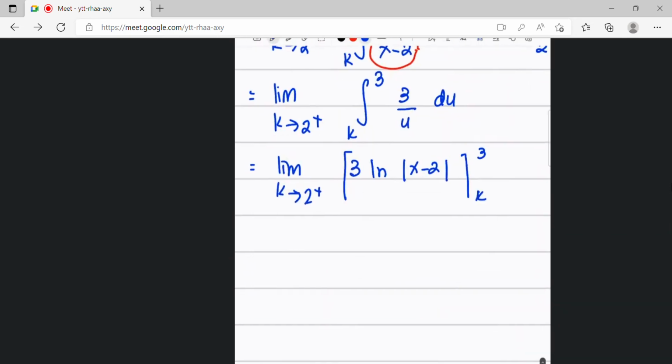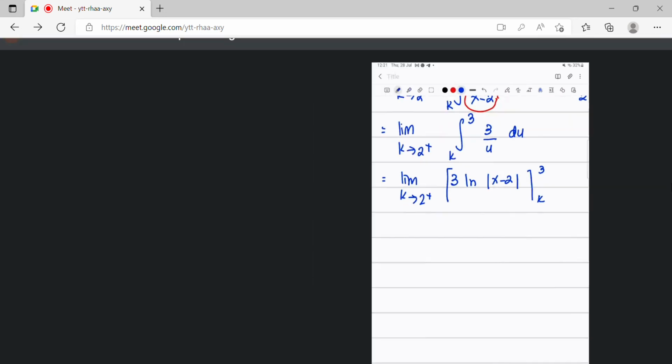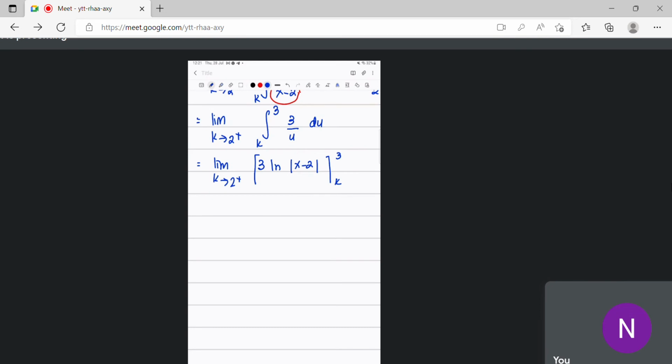Okay, so the next one, lepas kita dah masukkan tu, okay. Dah jam 12.20 dah. Cepatnya masa berlalu. Okay, so bila dah selesai yang ini, and then kita just substitute nilai dia. So 3 ln |3 minus 2| minus 3 ln |2 minus 2|.